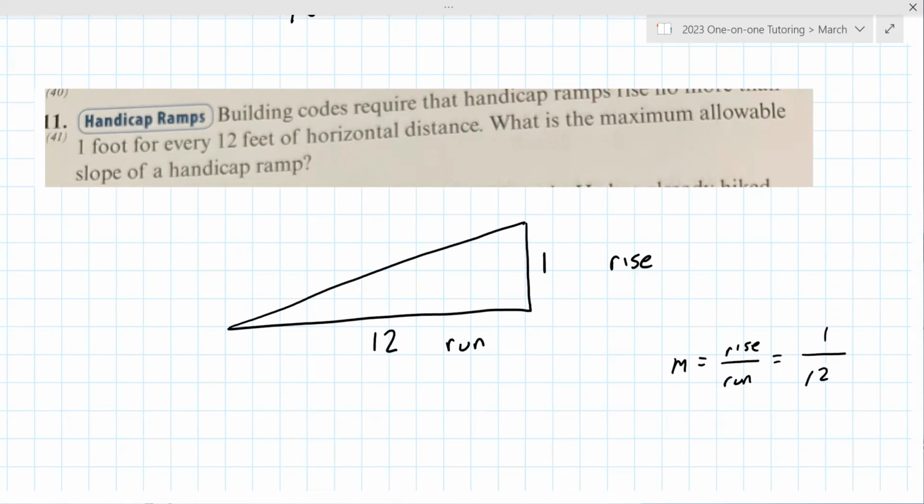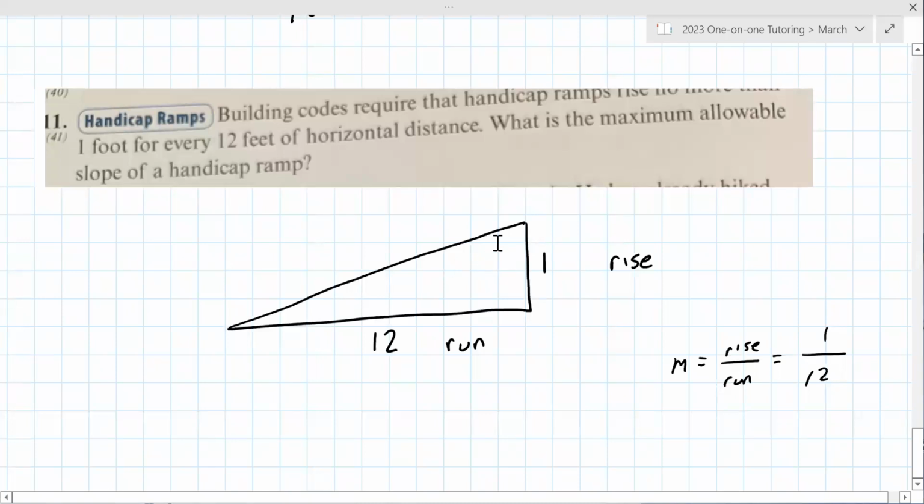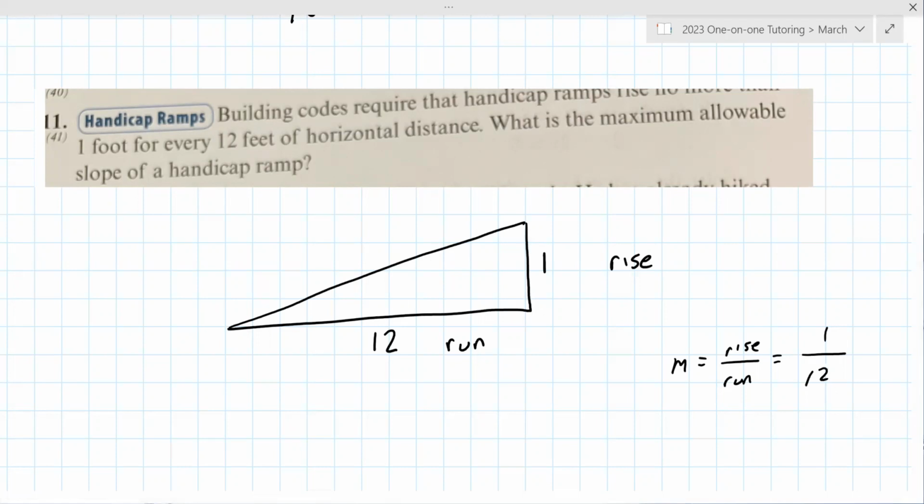The idea is you don't want it to be too steep. Have you seen on road signs when you're traveling that say like 6% grade or steep slope ahead? The idea is you have to be more careful because you can pick up speed really quickly when you're doing that.